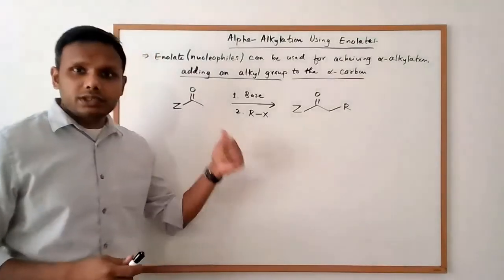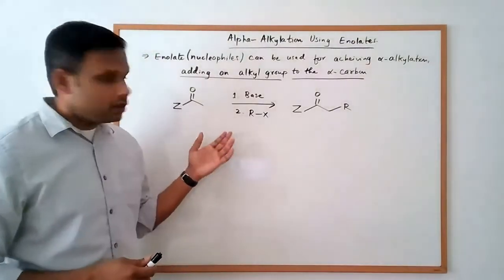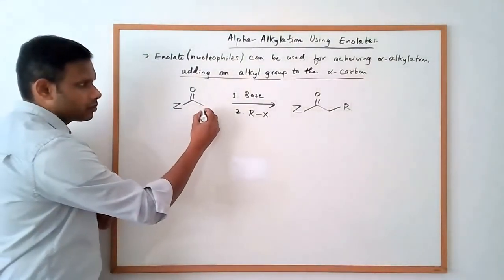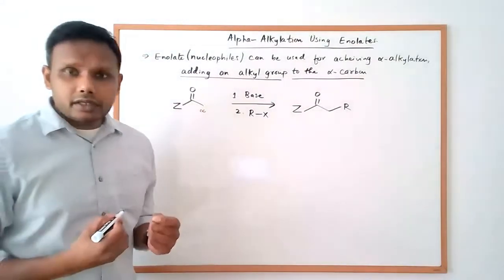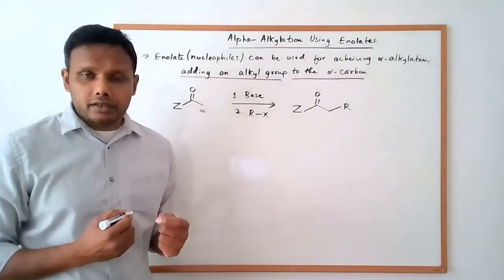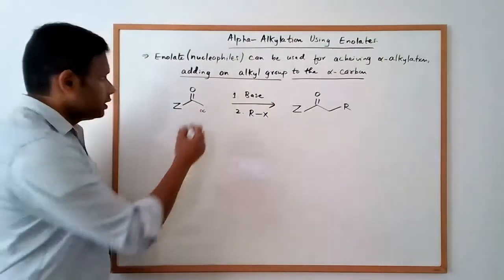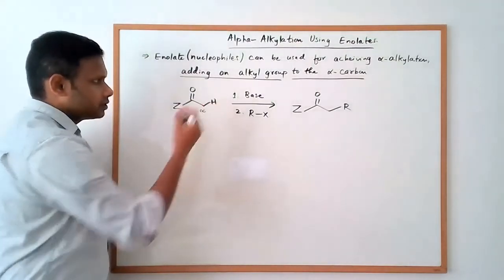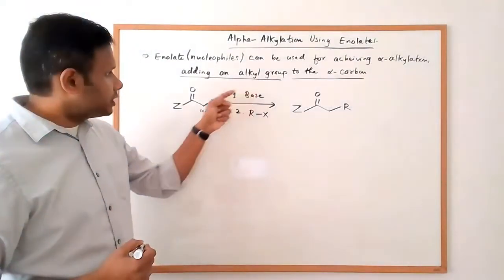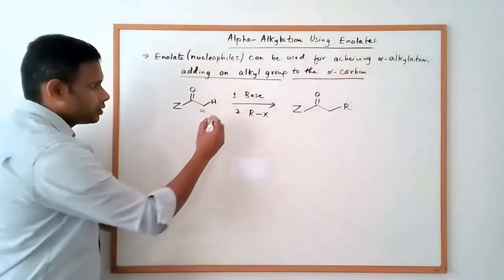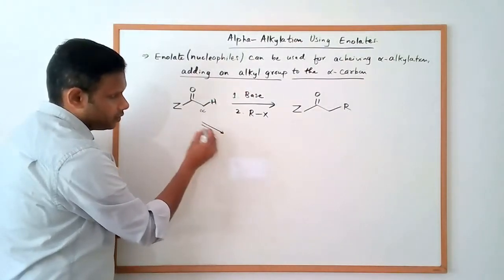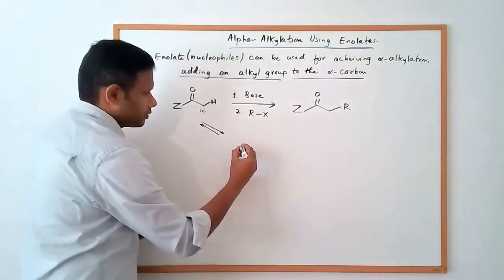An example is here, which is a very generalized scheme. If we have a compound with an alpha carbon, what's important is to have an alpha hydrogen, because only then would you be able to form an enolate. This compound has 3 alpha hydrogens. We can draw out one of them. When you treat this compound with a base, that would give you the enolate.